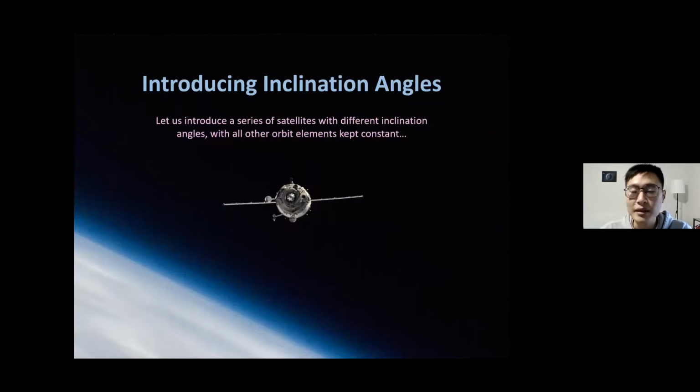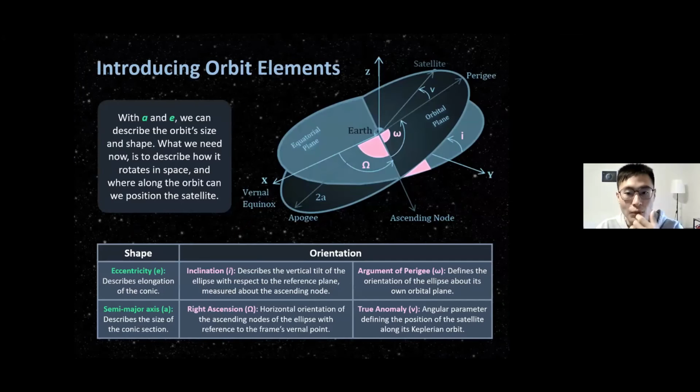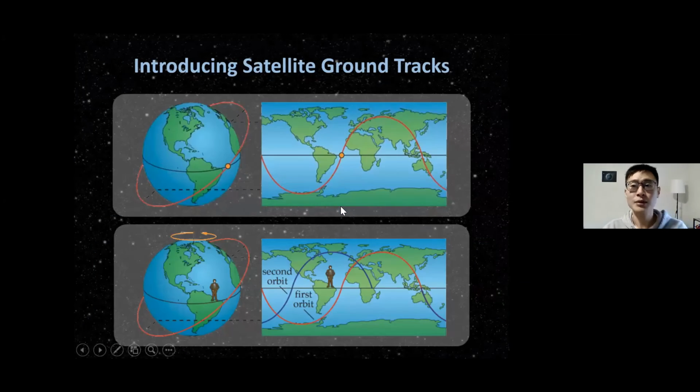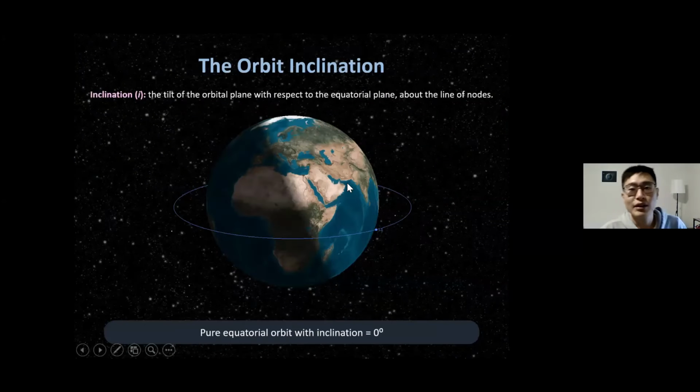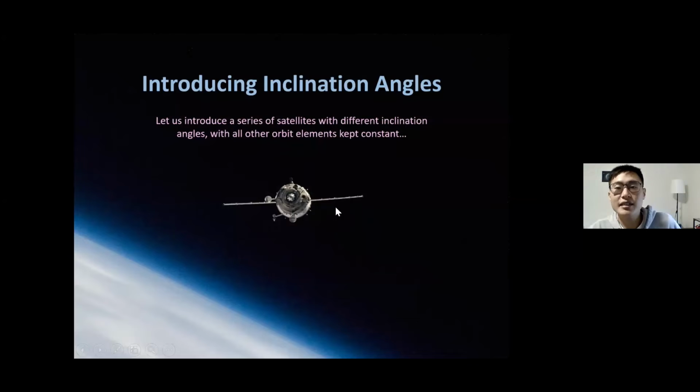So keeping ground tracks in mind, let's go back and revisit what the 4 orientation parameters are. The first is the inclination, which we're going to talk about. Then the argument of perigee, or periapsis if you don't want to specify the planet. Right ascension of ascending node, and the true anomaly. All right, so let's look at the orbit inclination.